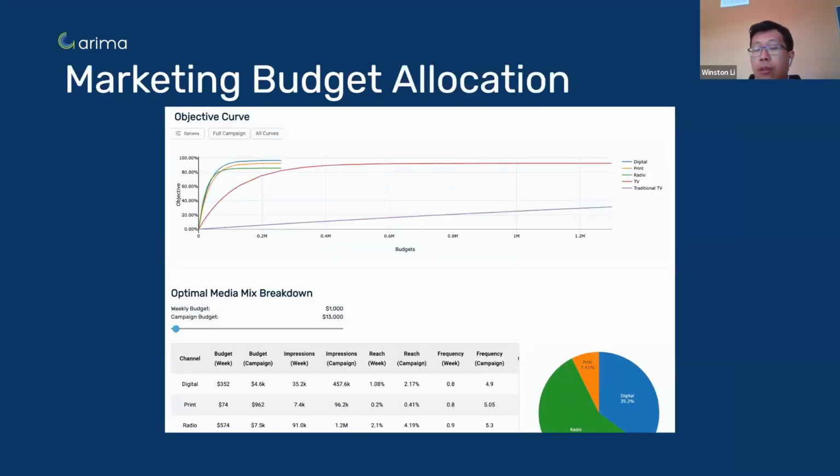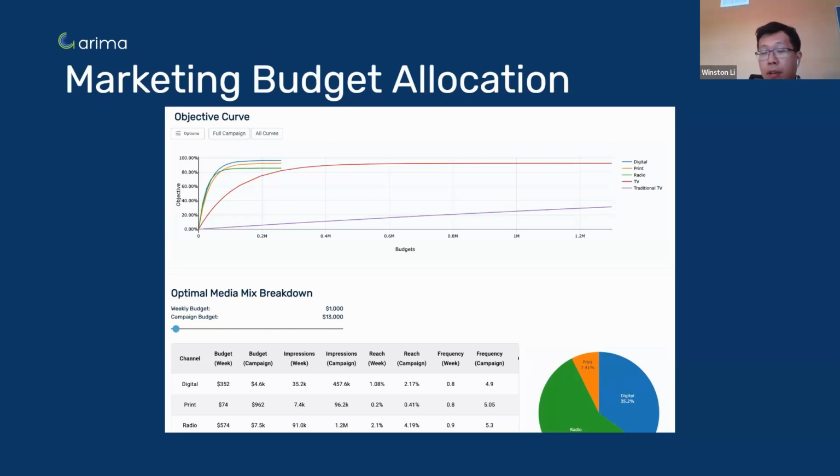Marketing budget allocation is also something we do, and actually something that we offer to a lot of our clients. If you're trying to reach a particular group of people, say I'm trying to target potential credit card buyers, how many of them are in the country? What media channels do they consume? What are the most efficient ways of targeting them?